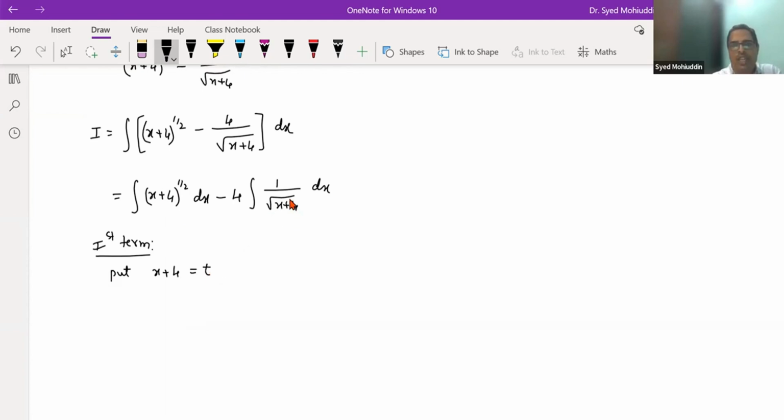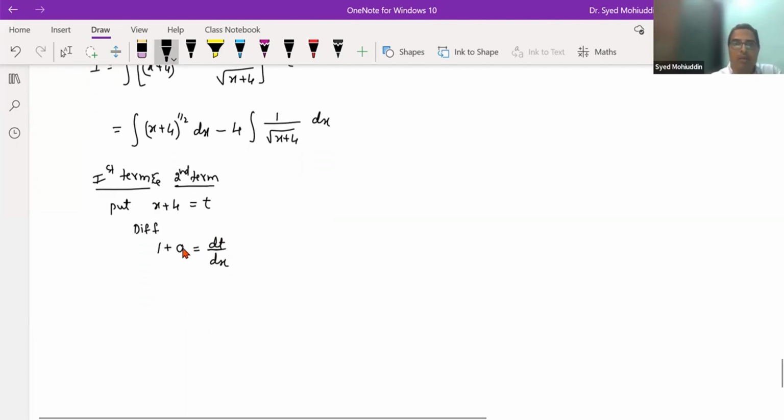I think even in the second term also same thing. First and second terms are not different. In both terms, x plus 4 is equal to t. Let us try to differentiate this one. So differentiation of x is 1 plus the constant 4 will be 0. That will be equal to dt by dx. Because 0 you can just ignore and just cross multiply, this 1 into dx will be dx is equal to dt. Are you getting this one?